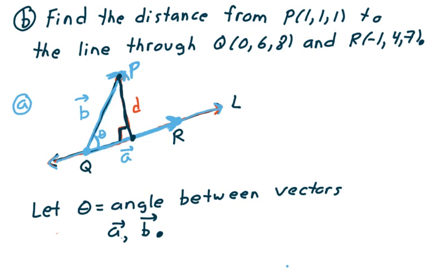And I want you to notice how we have a right triangle here. And so we can take advantage of some trigonometry to find D. Let theta equal the angle between vectors A and B. Now, there's one thing we need, so I'm going to put a note here. Theta is greater than or equal to 0 and less than or equal to pi. So I claim this formula will work as long as theta is between 0 and pi.